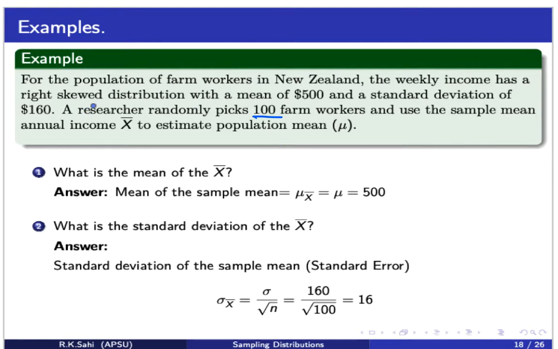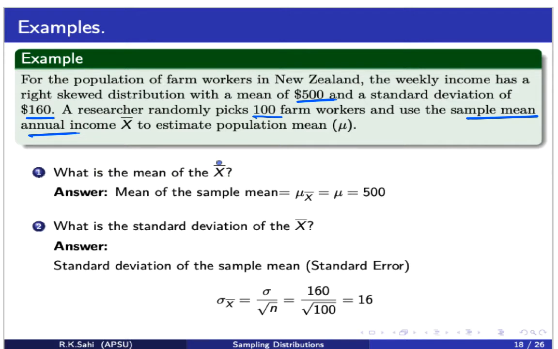Okay, so for the population of farm workers, the weekly income has a mean of 500 and a standard deviation of 160. Even though it is right skewed, because we have a sample size greater than 25, that means 100, this sample mean annual income is going to behave more like a normal random variable, and by the central limit theorem, the mean would be the population mean, and the standard deviation would be sigma over square root n.